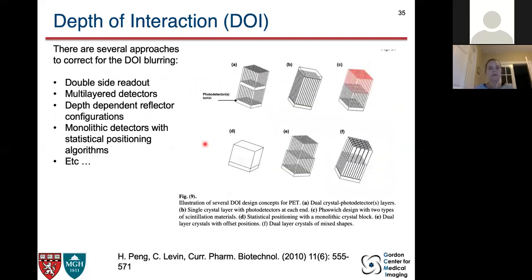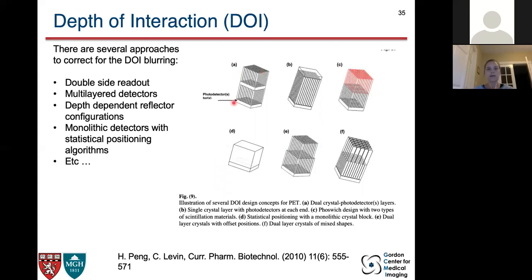So there are a lot of approaches to develop detectors to correct for this blurring. Because you can see that one way would be to just use thin crystals, but then we would get a loss in efficiency and sensitivity. So we want to have thick detectors, but we want to know the point of interaction depth within the detector. And here are some approaches that are explored.